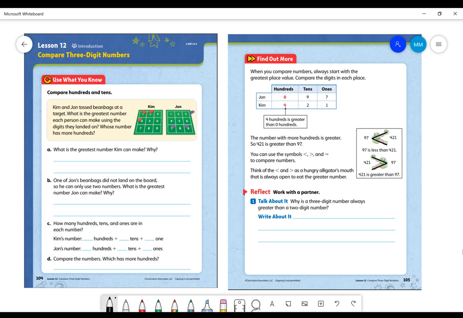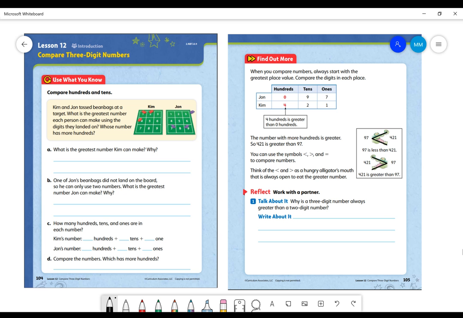So the past couple lessons, we have been talking about three-digit numbers, understanding that three-digit numbers means that we have a digit in the hundreds place, the tens place, and the ones place. So today, we are going to introduce comparing three-digit numbers. So that means figuring out if I have two three-digit numbers, which number is greater than the other number?